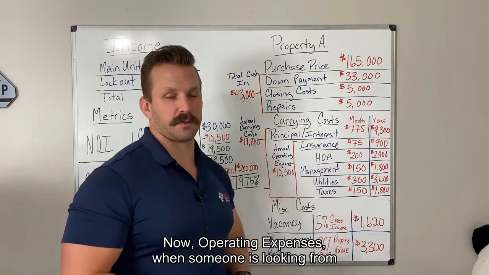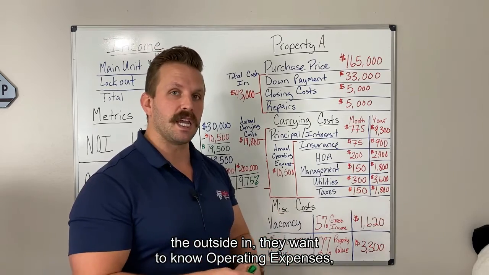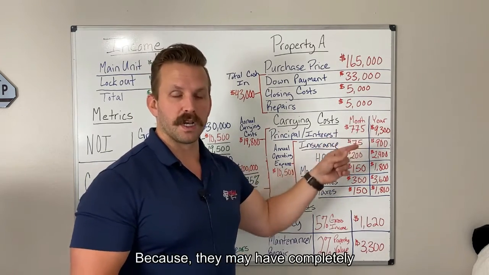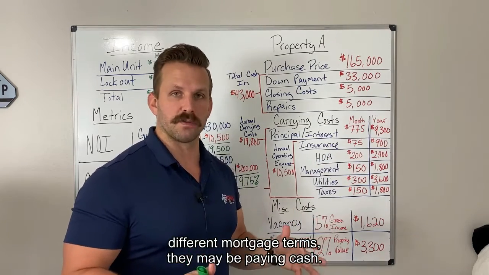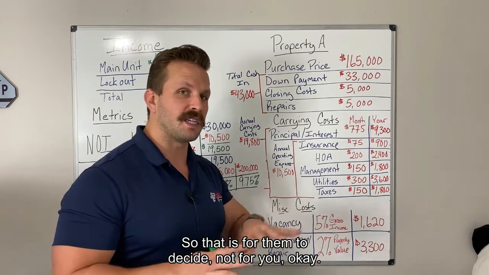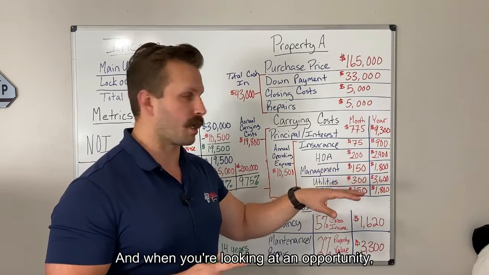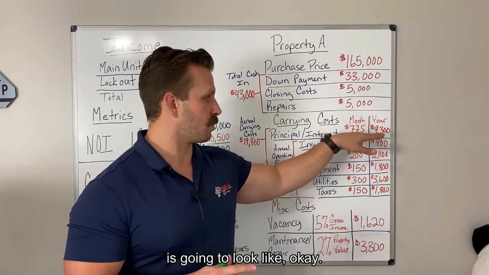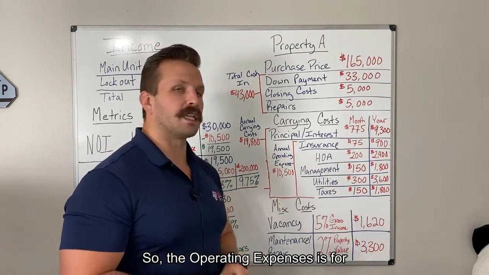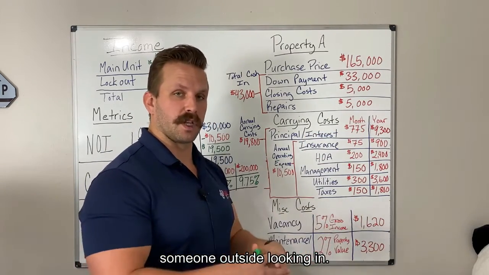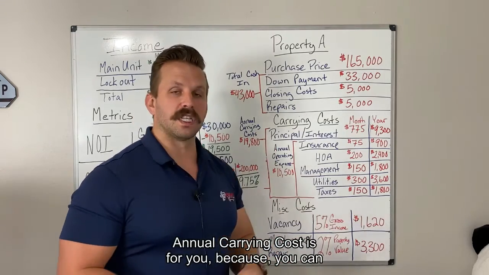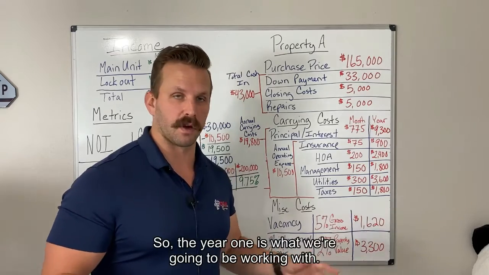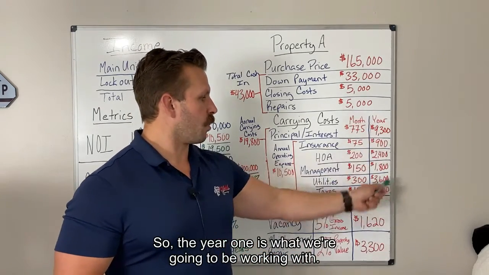Now, operating expenses: when someone is looking from the outside in, they want to know operating expenses. They don't care what your mortgage is, because they may have completely different mortgage terms. They may be paying cash. That is for them to decide, not for you. And when you're looking at an opportunity, you need to see what your principal and interest is going to look like. So the operating expenses are for someone outside looking in. Annual carrying costs are for you, because you can plug in your scenario with principal and interest if you have it. So year one is what we're going to be working with.